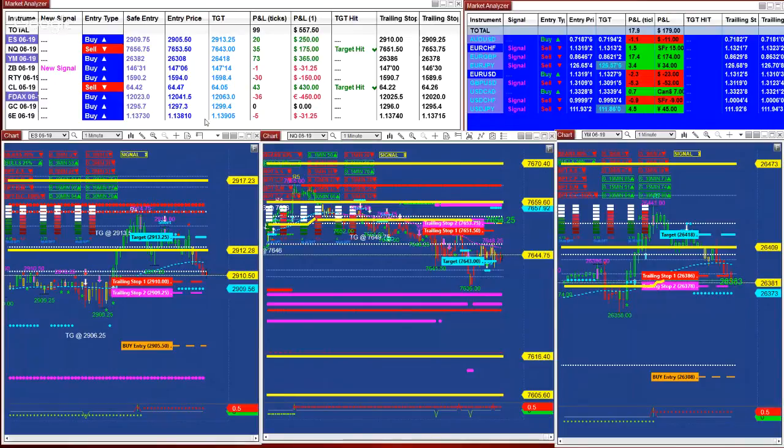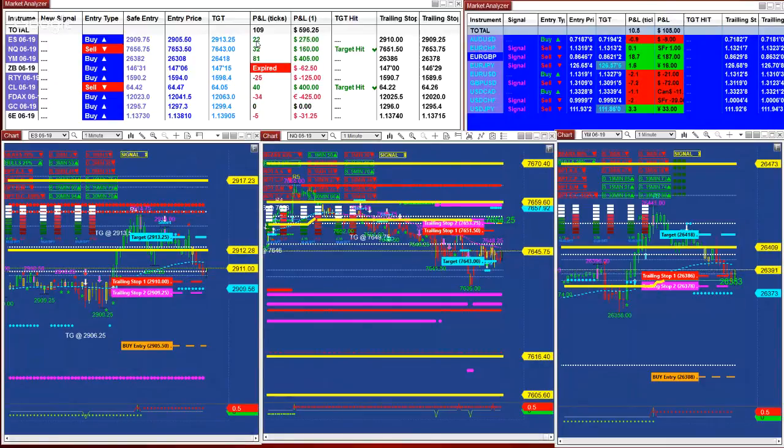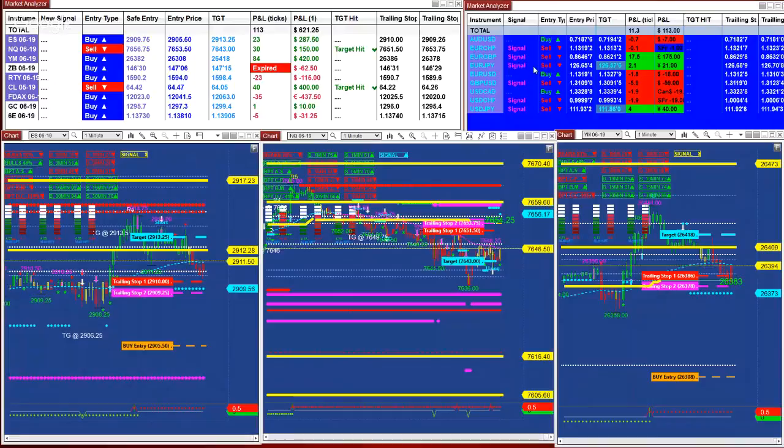And then we will share some scalping and swing trading with you as well. As an example, on the ES, we have an entry price at 2905.50, target 2913. We are 20 ticks from that last entry signal. The market analyzer is based on one contract and 1 minute only. The same thing happened on the forex and the stocks. You can follow the signals.